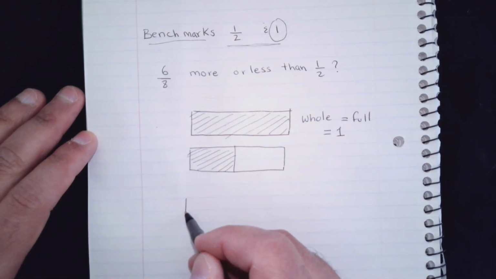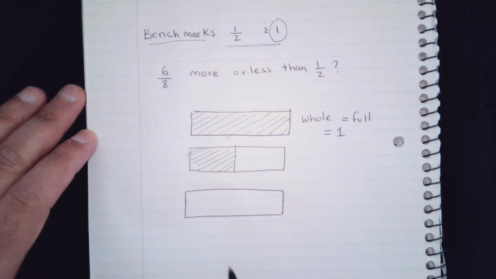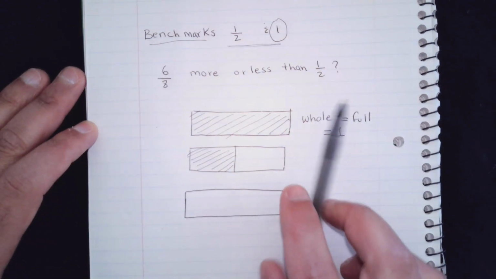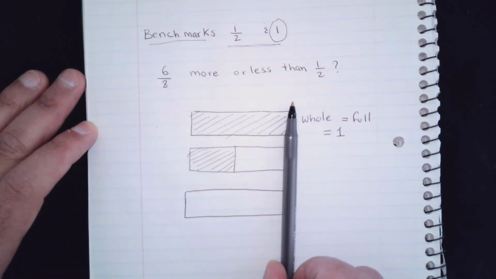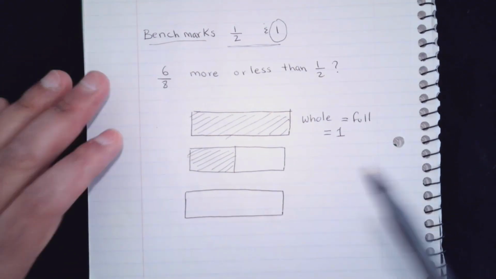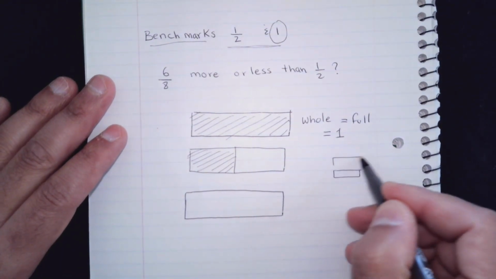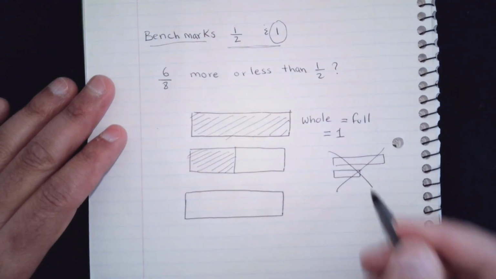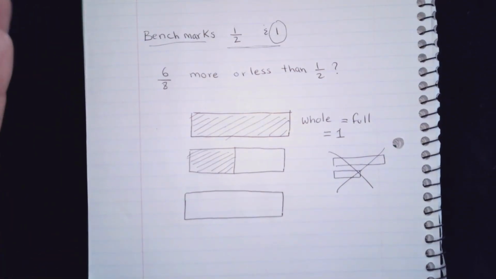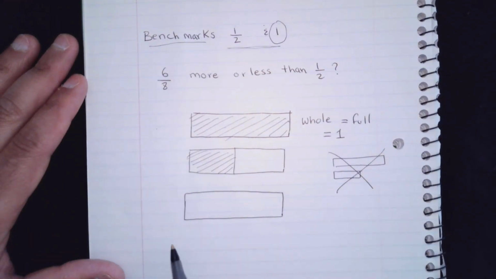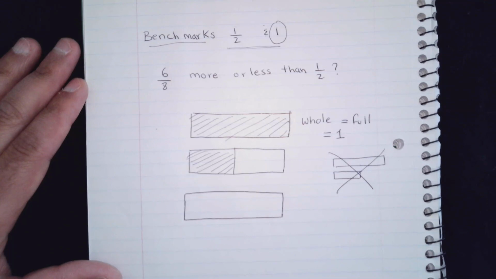So let's draw a whole. And remember, you have to keep them the same width. You have to have the same quantity. You can't have a whole this size and then a whole this size. No, this is not going to work because we're not talking about the same whole. When we're comparing fractions, they have to be the same whole. So here's half. Now we're looking at 6/8.